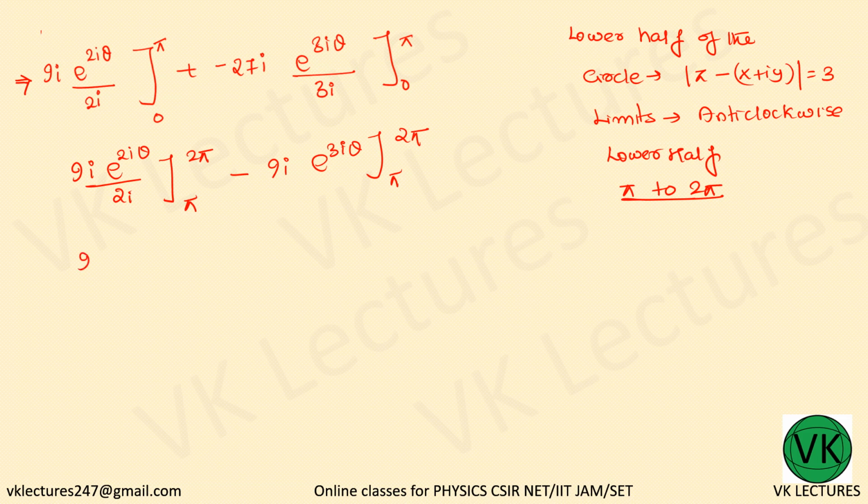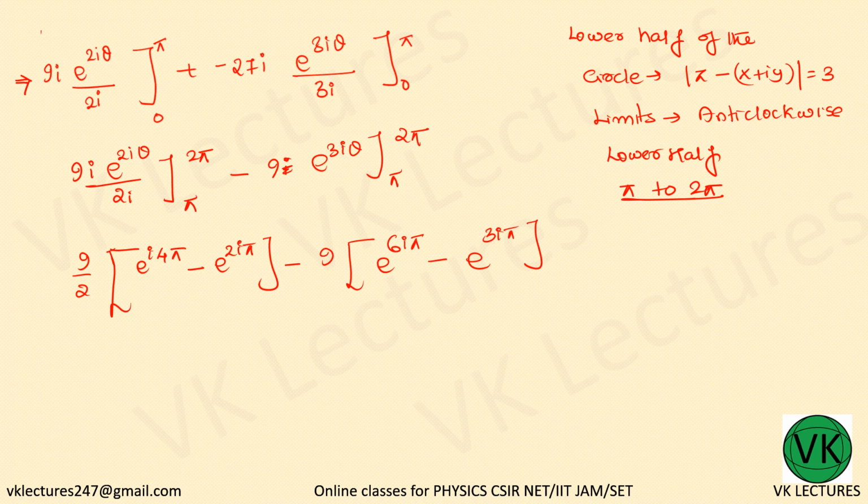So 9 by 2, e to the power 4i pi minus e to the power 2i pi, minus this one, there won't be i, so 9 into the upper limit, e to the power 6i pi minus e to the power 3i pi.